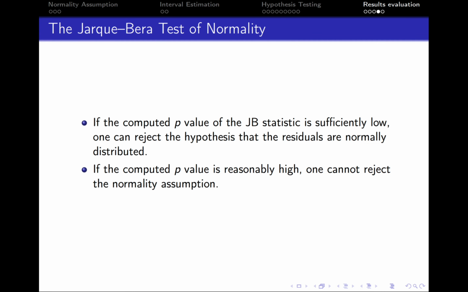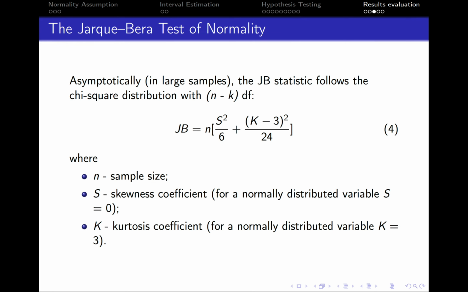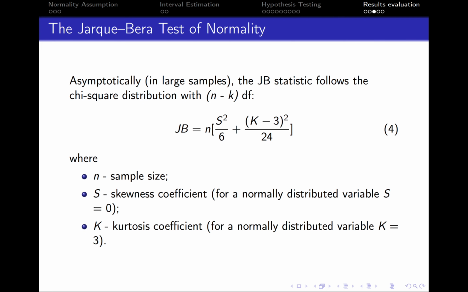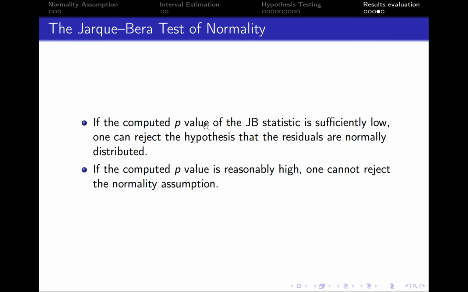So there are two ways that the test result can be interpreted. If it is close to 0, then we say that the residuals are normally distributed, or if the p-value is very high, then again we say that the residuals are normally distributed. However, if the test is either very different from 0 or the computed p-value is very low, then we say that the residuals are not normally distributed.